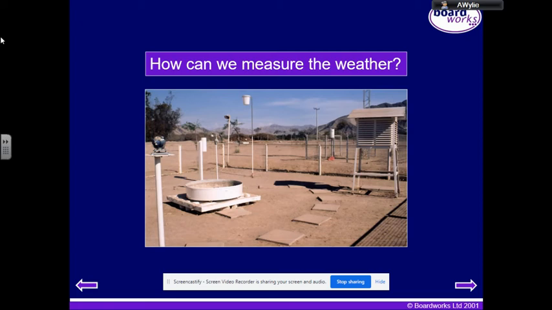So let's start thinking about each of the elements of the weather, the instrument used to record it, how it works, and also the units. As I go through each of the elements, make sure you record the units and descriptions of how the instrument works, and find yourself a picture of that instrument as well.